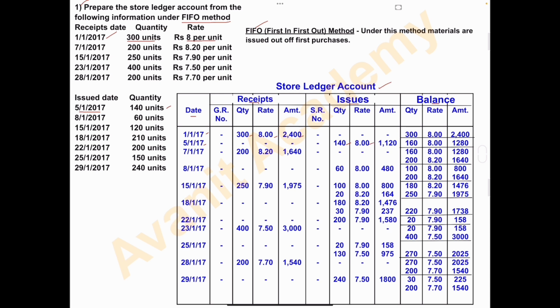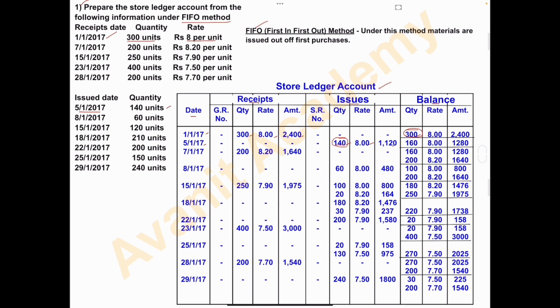Now multiply this 140 into 8 and the amount is 1120. Out of these 300 units, on 5th January we have issued 140 units. So minus this from 300. 300 minus 140.